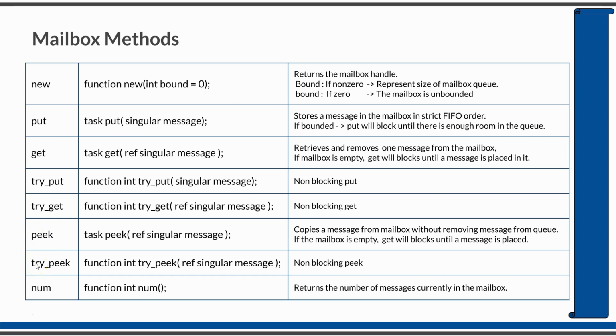And try_peek is its non-blocking version, so it will just try to peek. That means it will just try to get a copy of something. If something is available, it will return a copy of it. Otherwise, it will return immediately without blocking. And finally, there is also the num method, which will return the number of items or messages currently present in the mailbox. So it might be useful to check if the mailbox is empty at the end of your simulation sometimes.